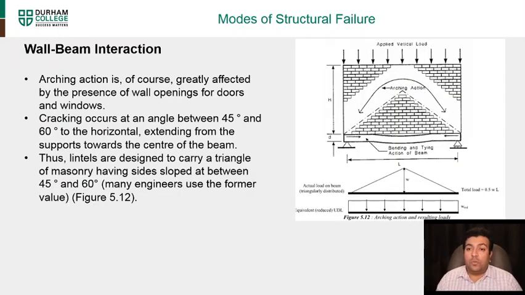So arching action of the course is greatly affected by the presence of wall openings, and cracking usually occurs between 45 and 60 degrees to the horizontal, extending from the supports towards the center of the beam. So you can see this arching action here, and then the bending of the beam. And this usually happens between a 45 and 60 degree angle. So there's a triangle on top. We use that to calculate the arching action onto the beam or the lintel below.